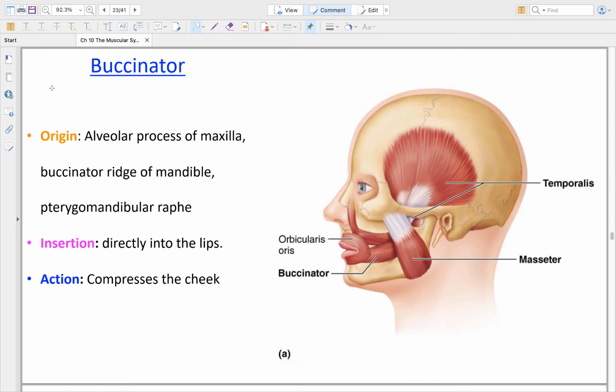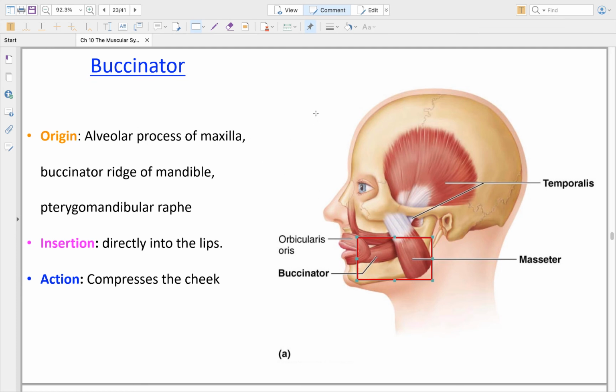The Buccinator muscle. I've heard them say it different ways, but this one sounds better to me. So the Buccinator muscle is this little muscle right here in the jaw. It's little, but it is thick, and it's quite important. It has a huge job in helping you chew up your food. It compresses the cheek. Its origin is going to be in the alveolar process of the maxilla. Remember, the alveolar process is where the teeth are.